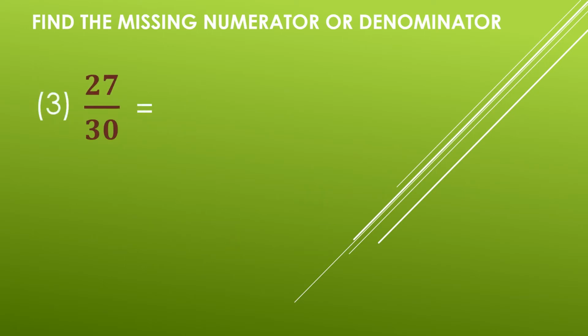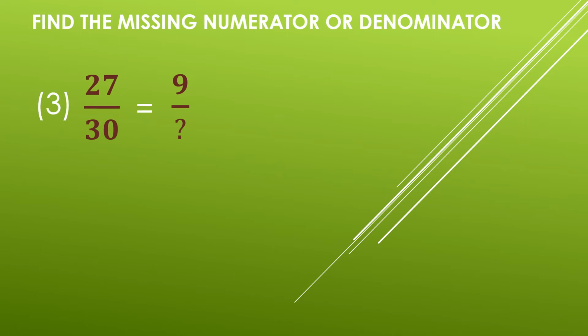Question number 3. 27 upon 30 is equal to 9 upon dash. See here, the numerator is given and we need to find out the denominator. So tell me what we have to do in this question. Multiplication or division? Yes, division because division gives us lower values.